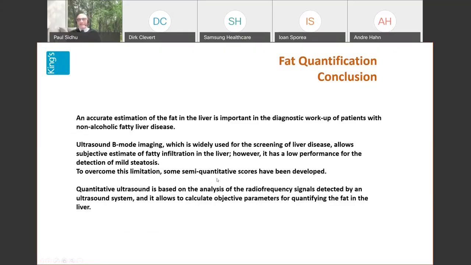And so semi-quantitative scores have been developed, but more importantly, quantitative scores are becoming available. It's still early days and they do it in different manners, and we don't have any long-term prospective studies evaluating these, nor have we decided what the goal should be against which to compare these studies.